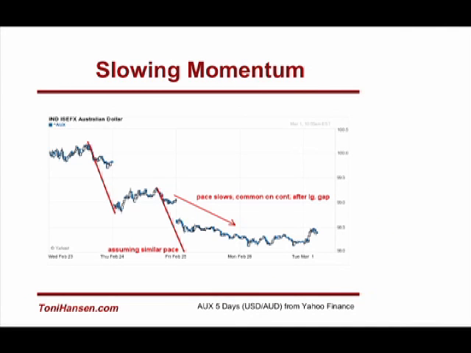Here's an example. Remember, I was just telling you about how gaps can play a role and also how they can affect the momentum. Here, you can see that there was an initial move here. Again, we're looking at the AUX, which is the U.S. Aussie dollar. And this had a gap within that first move on the downside. And it had another gap as it continued the move.